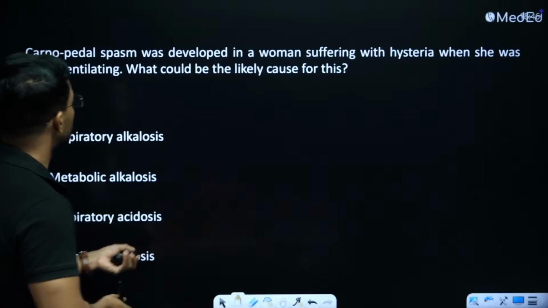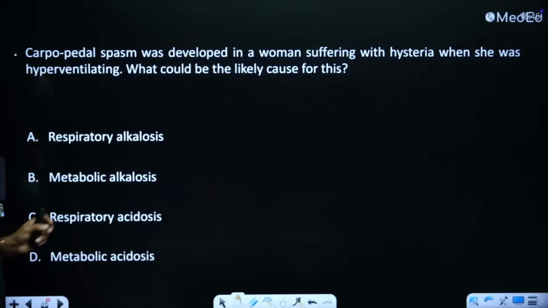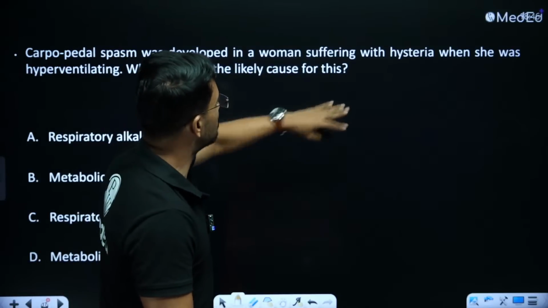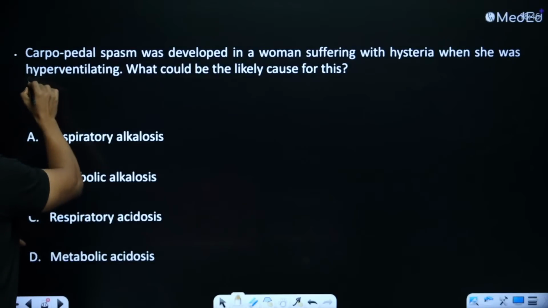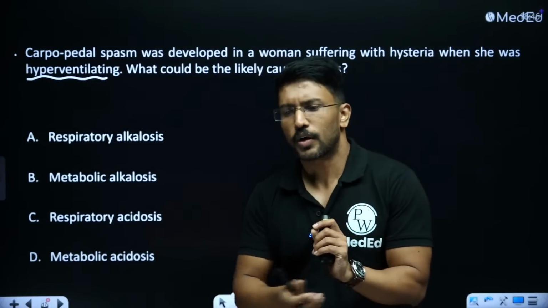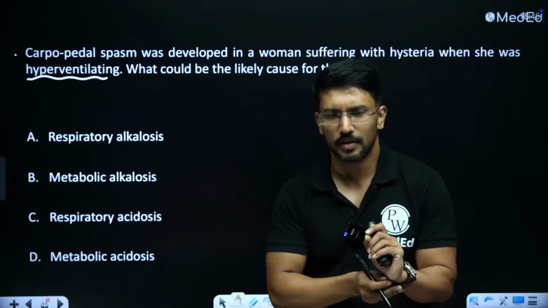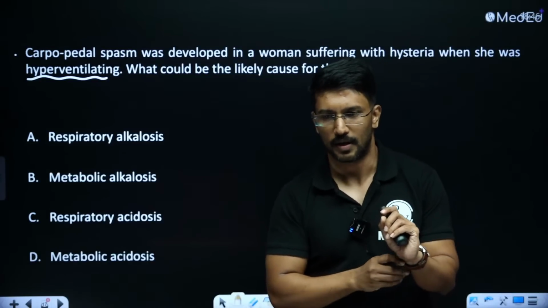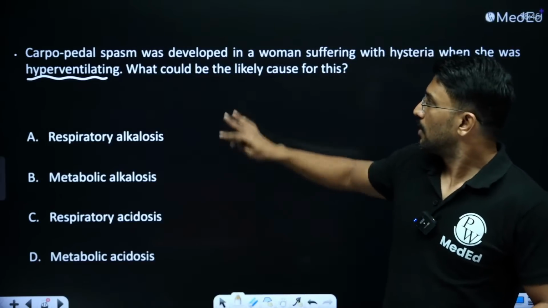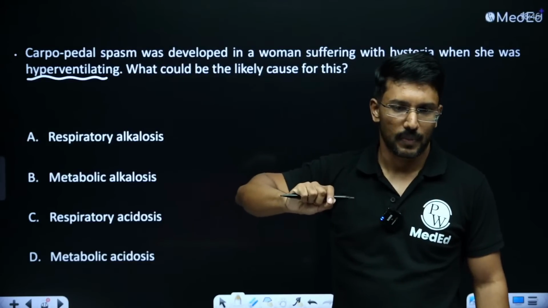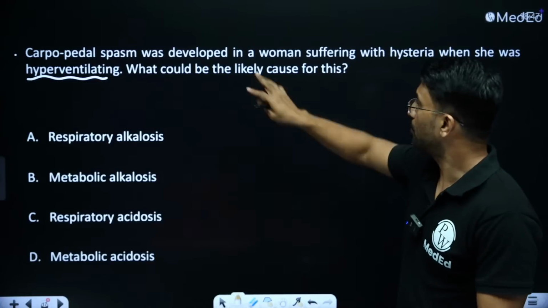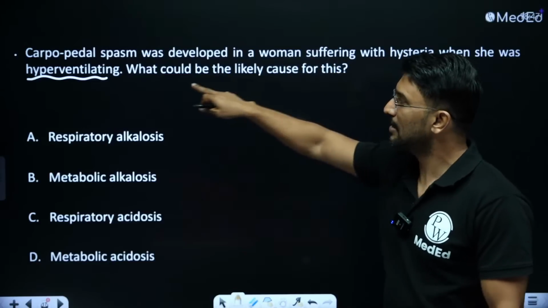Okay, good. Next one. A patient developed carpopedal spasm, what you call Trousseau sign, in a woman suffering from hysteria when she was hyperventilating. What could be the likely cause? So what do you think? Okay, we have one more question on myasthenia gravis, so we will discuss single fiber electromyography as well. So what should be the answer for this question? Carpopedal spasm, Trousseau sign, what is it suggestive of? Hypocalcemia, right? Suggestive of hypocalcemia in a woman suffering from hysteria and hyperventilation.